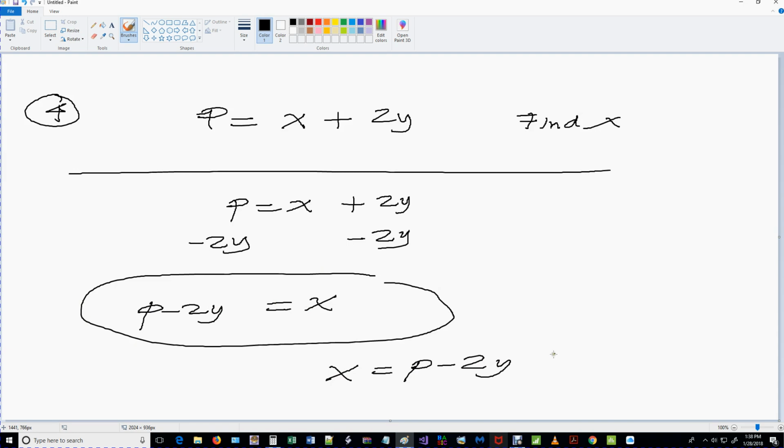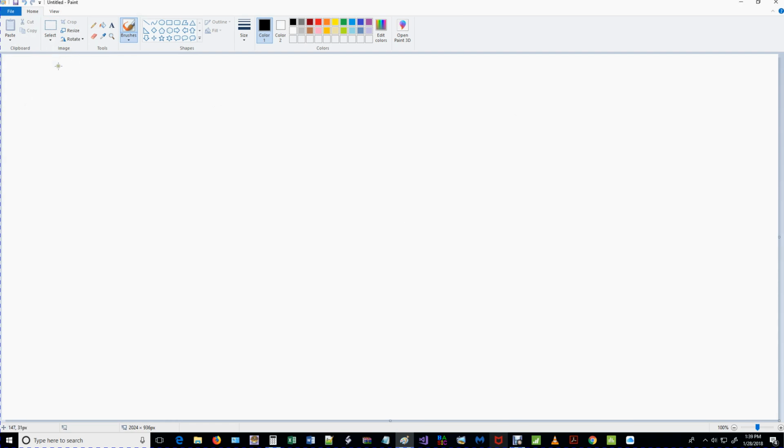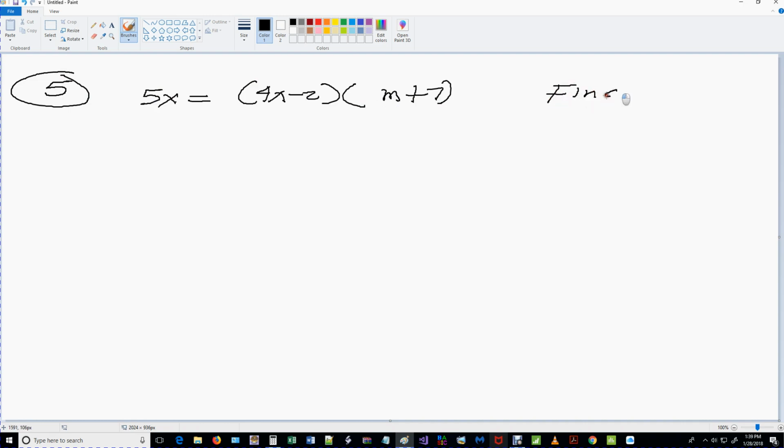All right. So let's do number 5. This is slightly more complicated than the previous one, but it is also a formula problem. You have 5x equals 4x minus 2 times m plus 7. And you have two variables, right? You have m and you have x. So you can find a formula for m, you can find a formula for x. But in this case, we need to find the formula for x.